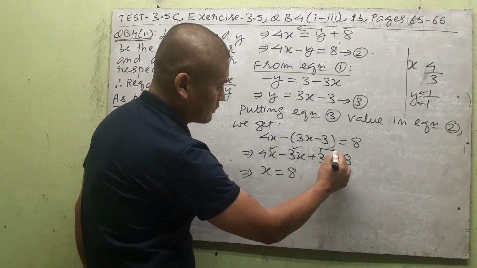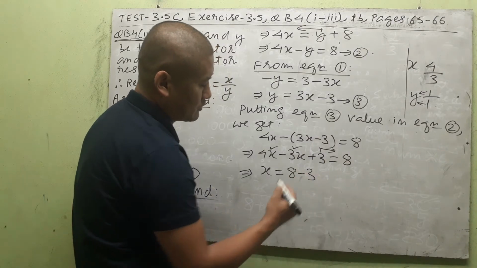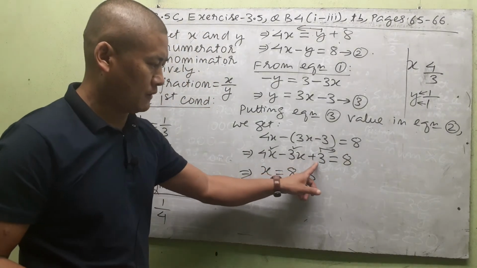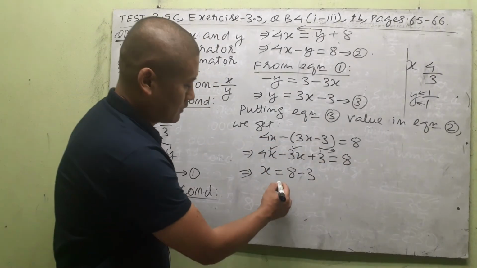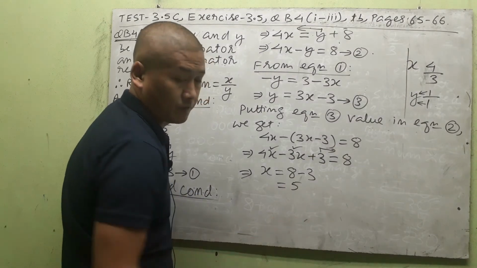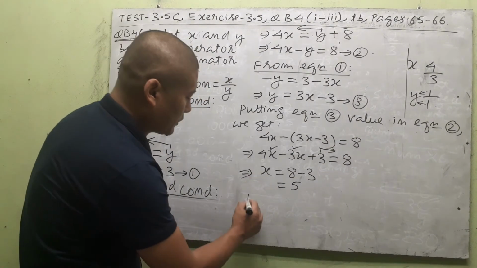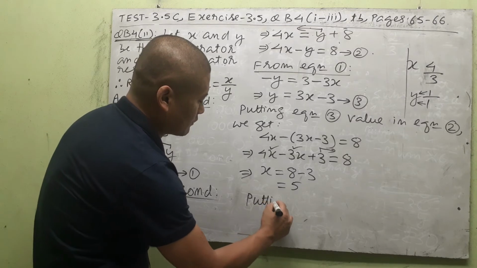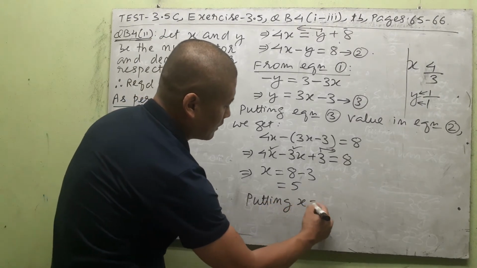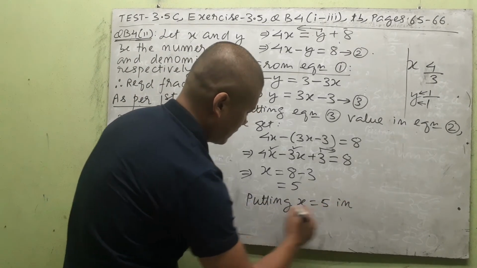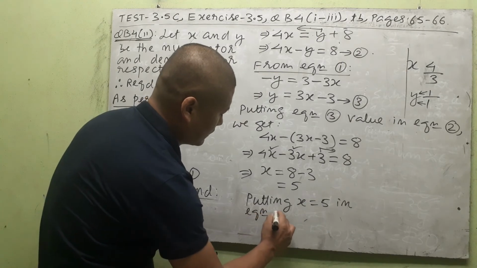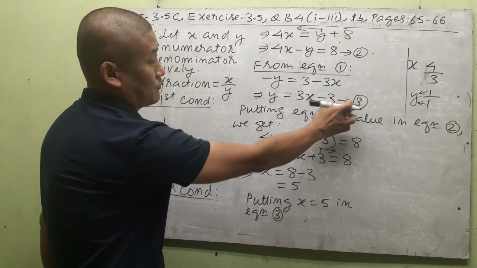If you shift this plus 3 to the right side, it becomes minus 3, because we are trying to find x, so we shift every number to the other side. So 8 minus 3 is simply plus 5. Having found x, we want to find y, so we put this value, x is equal to 5, in equation 3. Why? Because 3 is perfectly arranged to find y.